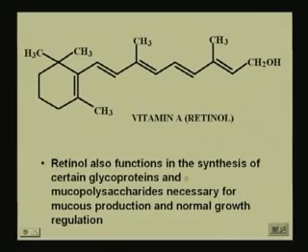But it also functions in the synthesis of certain glycoproteins. This is something we have studied before, where we have looked at glycoproteins, means we have proteins linked with carbohydrates, and retinol also helps in the synthesis of those glycoproteins and mucopolysaccharides. We did hyaluronic acid, which is a mucopolysaccharide that is necessary for mucus production and normal growth regulation. So, apart from its activity in visual pigments, it is also involved in the synthesis of glycoproteins.